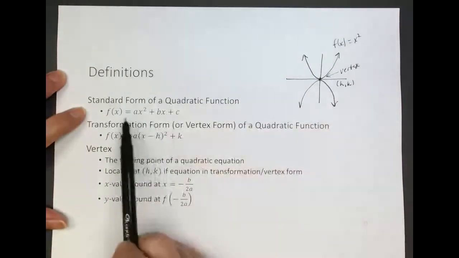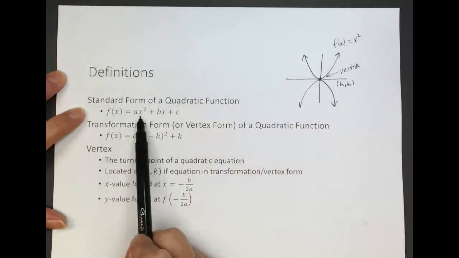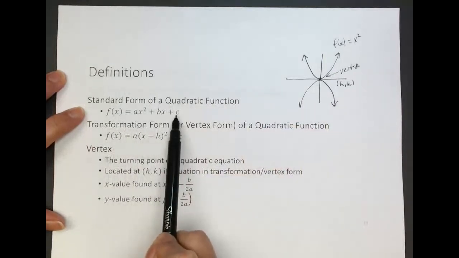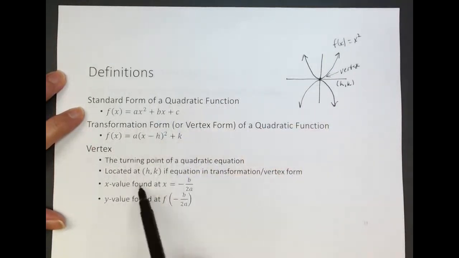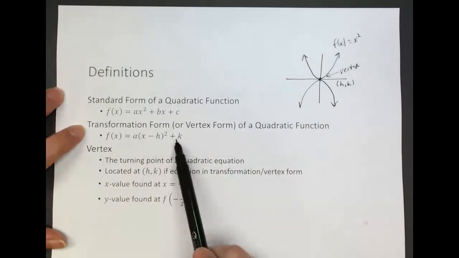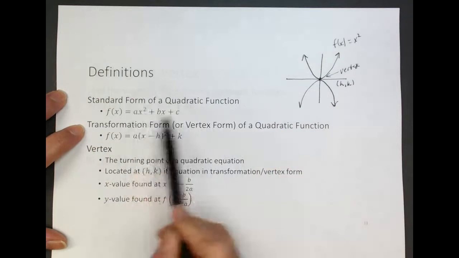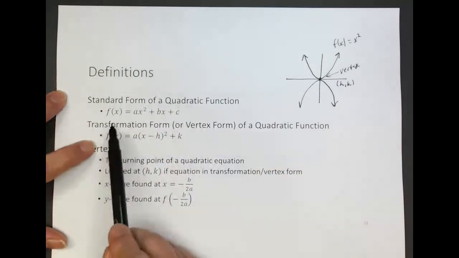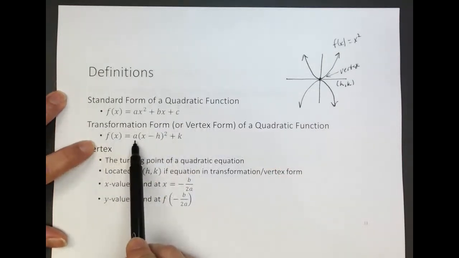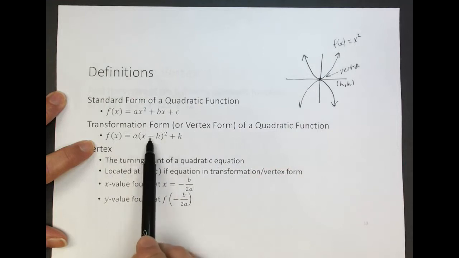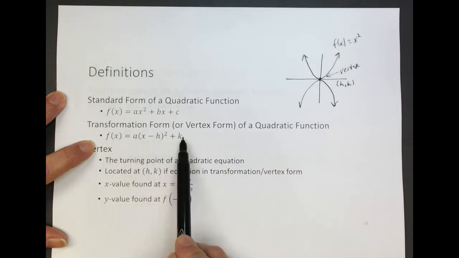The standard form is f of x equals ax squared plus bx plus c, where a, b, and c are all constants. The transformation form, or sometimes we call this the vertex form, is any equation that can be written as f of x equals a, some constant, times the quantity x minus h squared plus k.